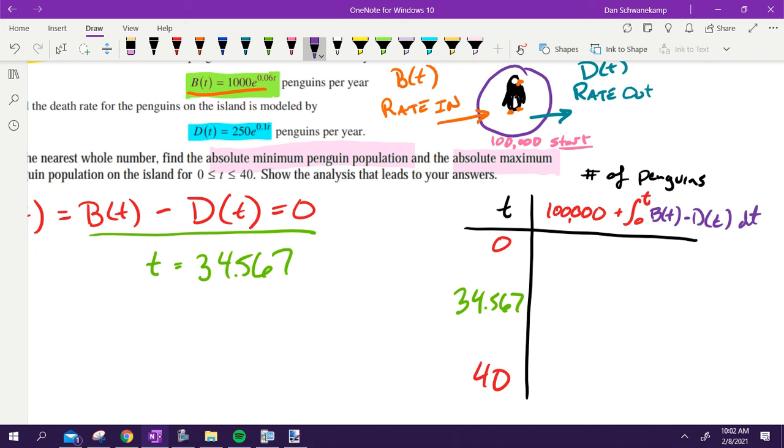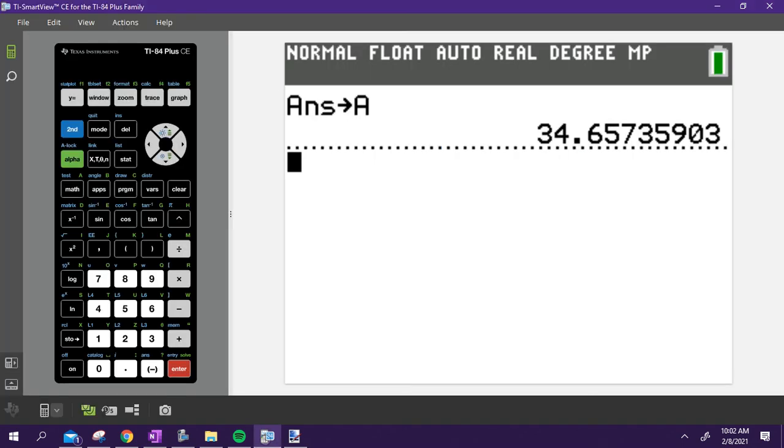How many penguins are there going to be when t is equal to 0? 100,000. At the start, we got 100,000. Then I've got to do it at 34.567. So in my calculator, I'm typing 100,000 plus math 9. I'm integrating it from 0 to 34.567. You could write in that whole decimal, or what other thing could I put here? Alpha A. Boom, there's my value.